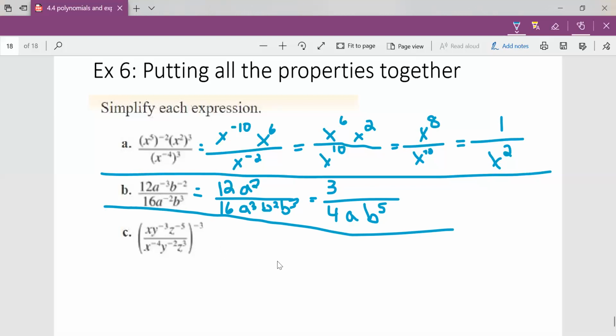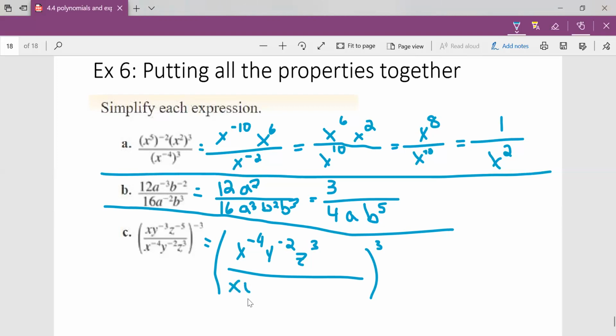Okay. This last one is extremely tricky. So the first thing that I'm going to do is notice this exponent on the outside is a negative 3. And to make that exponent positive, I have to flip everything and it's going to become a positive 3. So that means that everything on this bottom is going to come up top, just like you see it: x to the negative 4, y to the negative 2, z to the third. And everything on the top is going to come to the bottom: x, y to the negative 3, z to the negative 5.